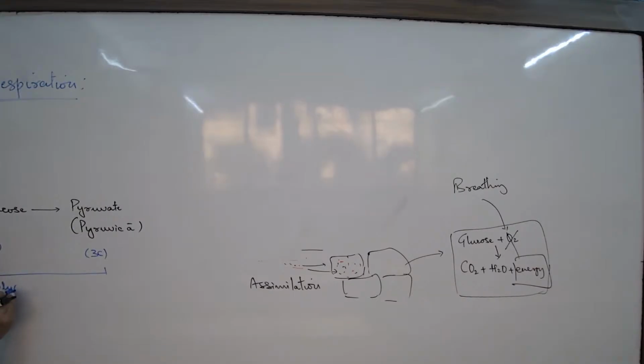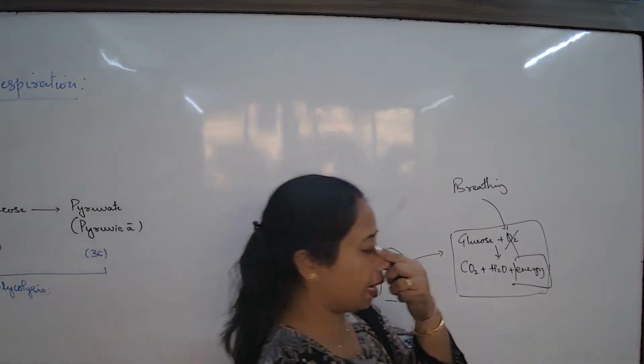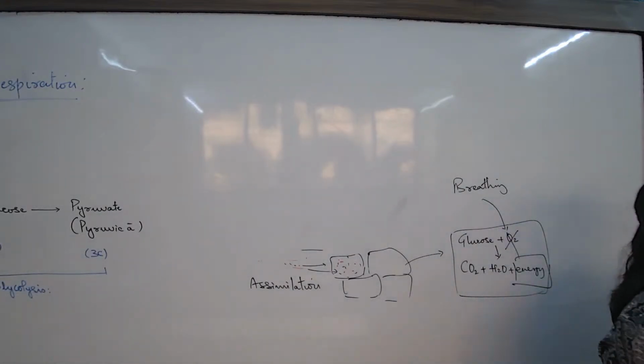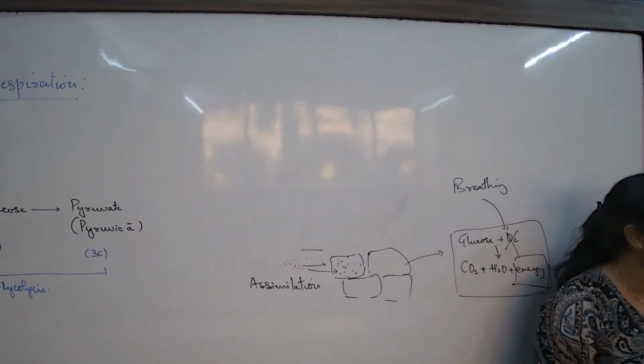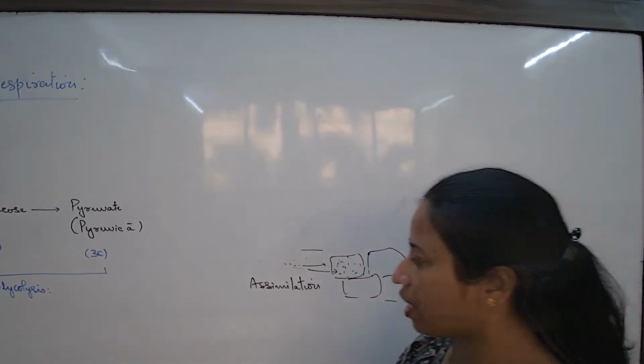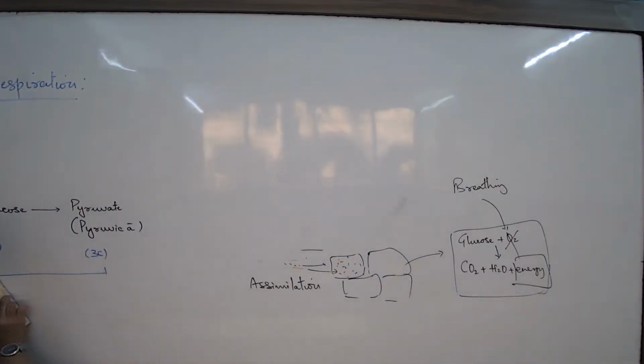This process is known as glycolysis. Glyco means sugar, glucose. Lysis means breakdown. So this process is known as glycolysis.